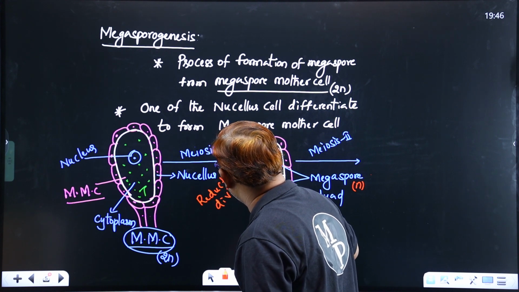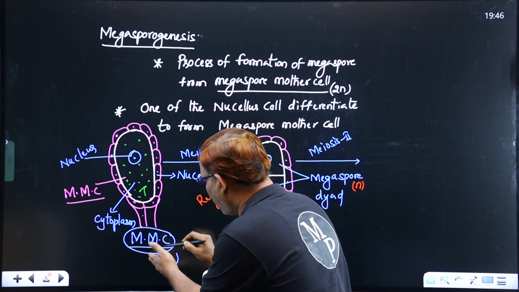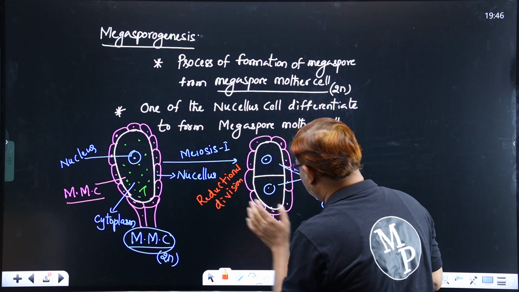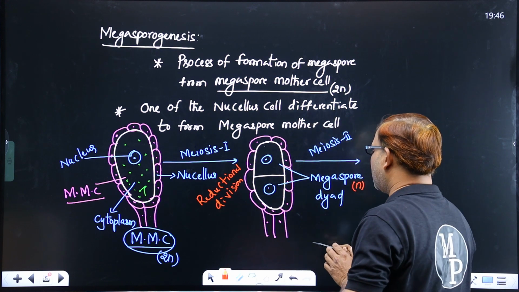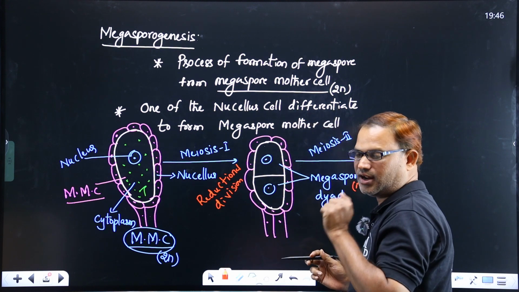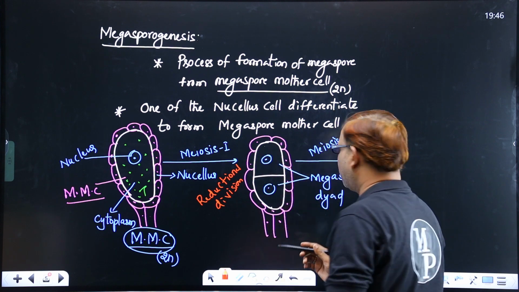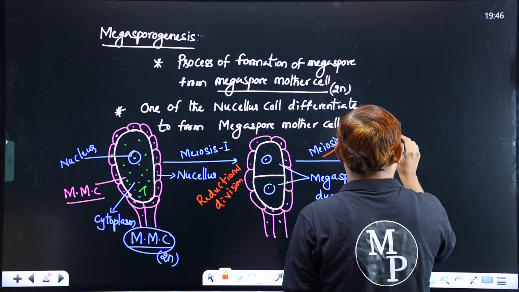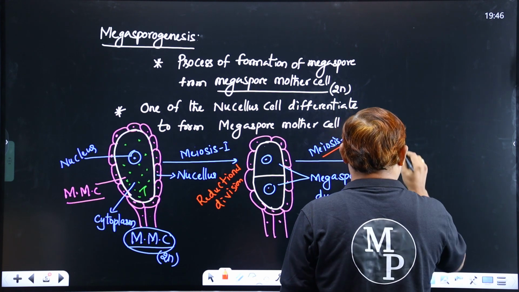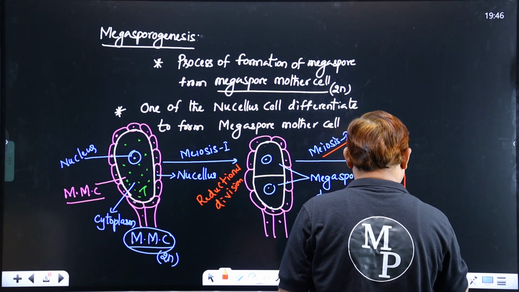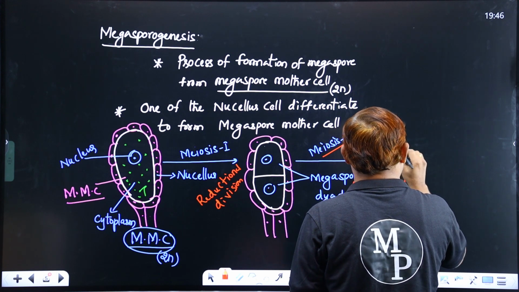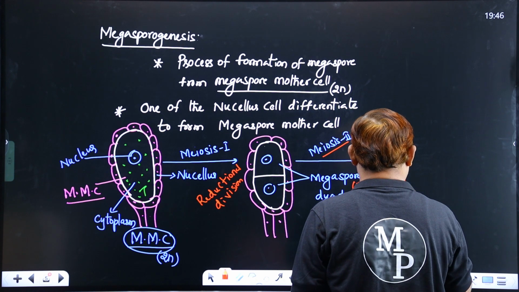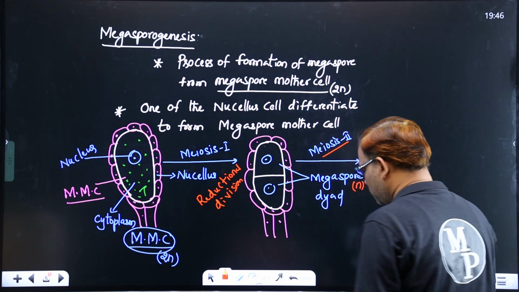Because the megaspore mother cell is diploid, and it undergoes meiosis 1 to form megaspore dyads, which are haploid in condition. Megaspores are haploid. And one more division is called meiosis 2. How many megaspores are formed now? 4 megaspores are formed.